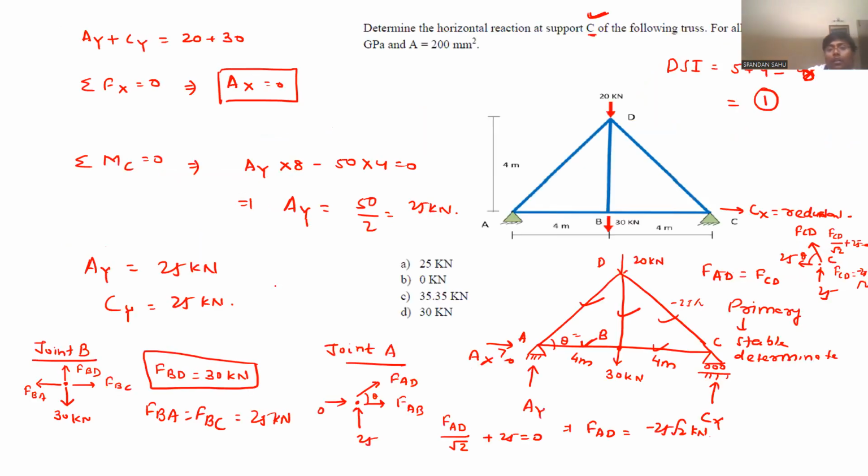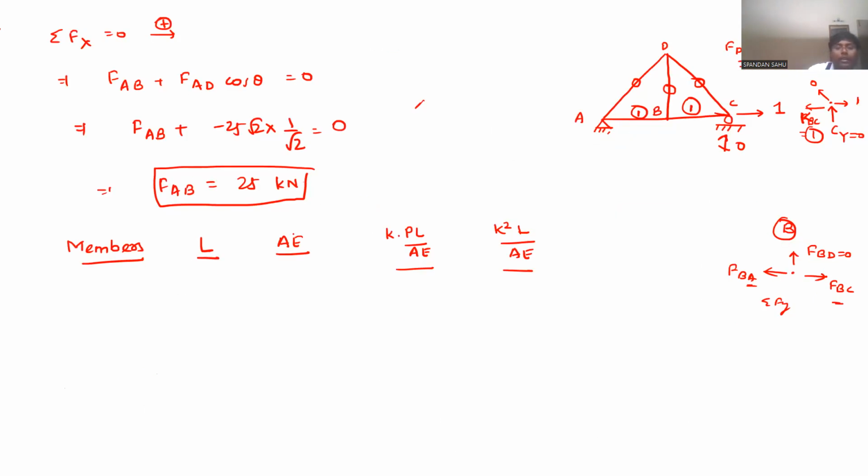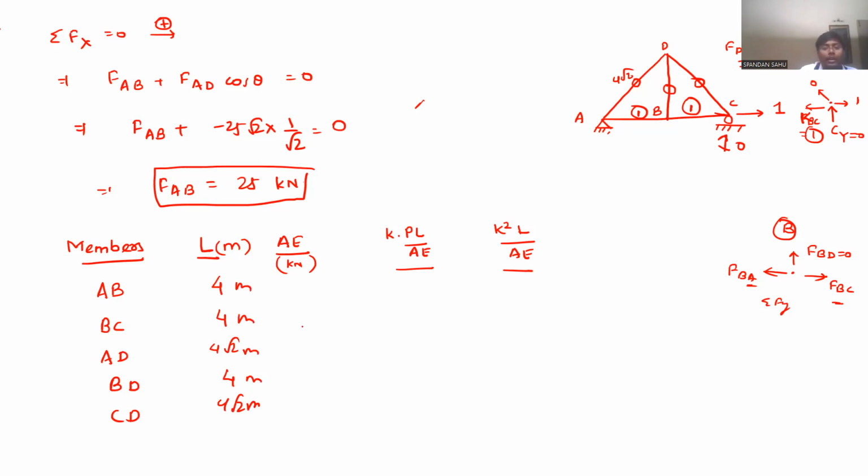Now, what is A value? Anyway, it will get deducted. We'll keep it in terms of A only. So members are AB, BC, AD, BD, CD. Length are in meter. AE will be in kilonewton. AB length is 4 meter, BC length is 4 meter, BD length is 4 meter, AD length is 4 root 2, CD 4 root 2, all are in meters. Now AE I am not calculating. So AE is constant throughout, so no need. Let that be AE.